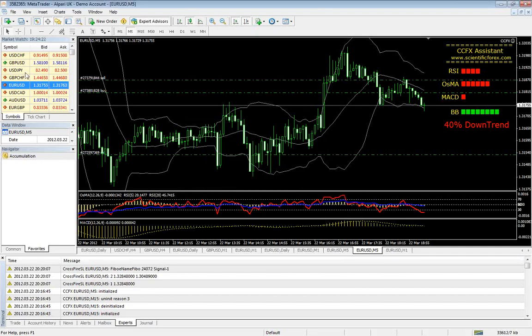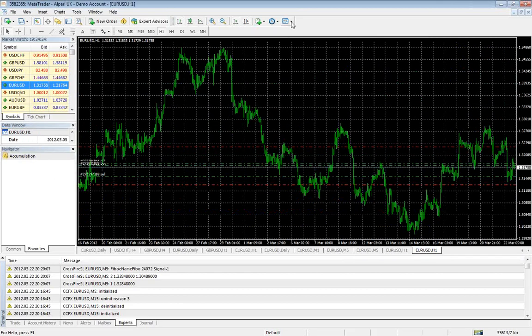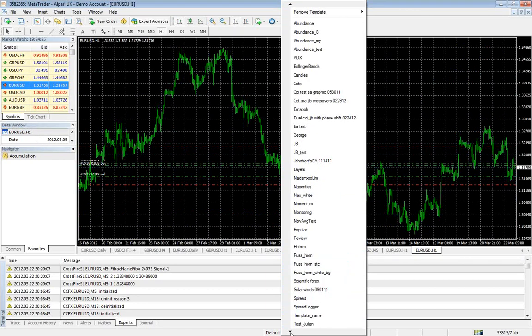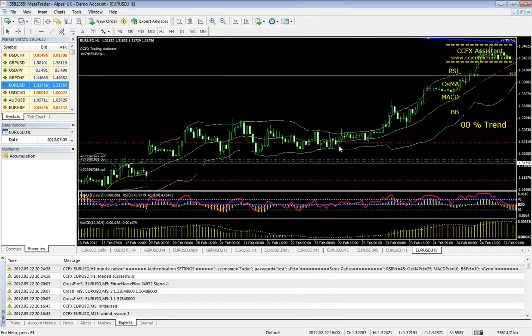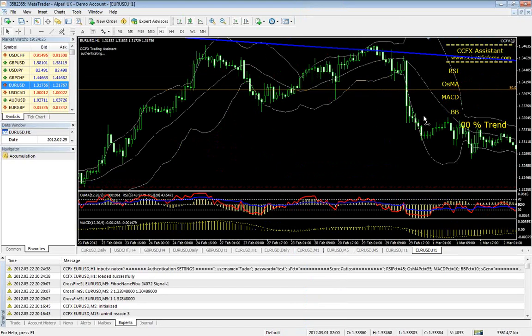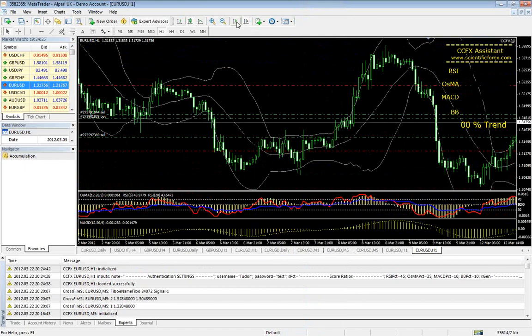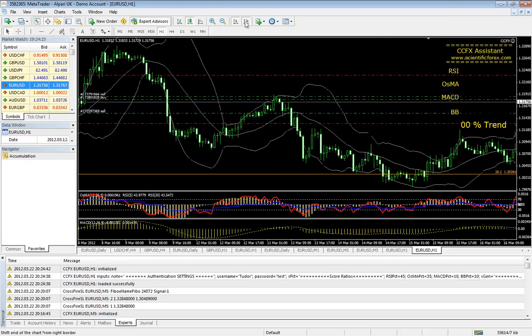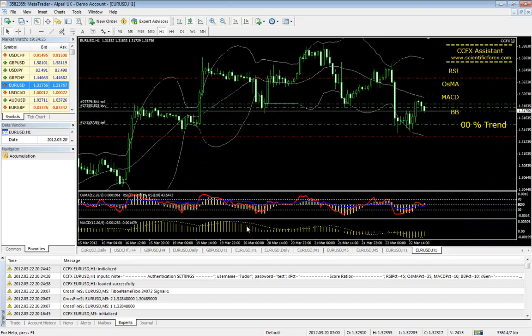Okay, and if I open a new chart, I go to templates and look for my test Julian. Here we go, waiting for a new tick to come. Just hold on, guys, waiting for a new price to come. Okay, here we go. It saved all of the settings.